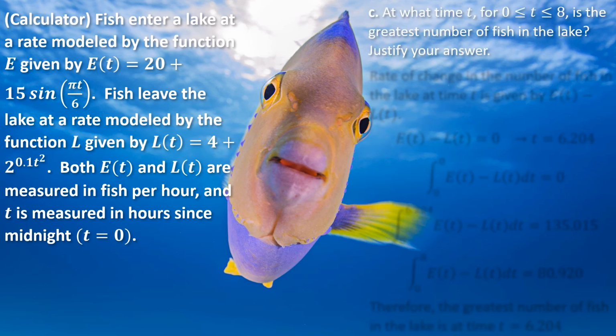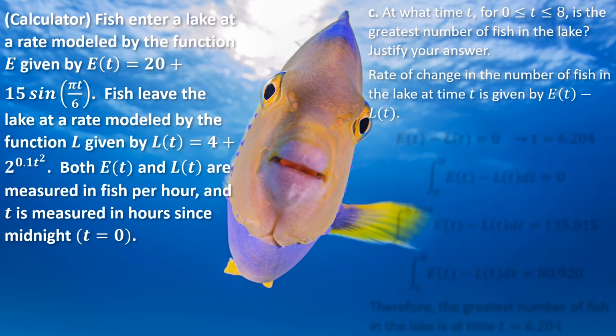Part C says, at what time t from 0 to 8 is the greatest number of fish in the lake? So we're trying to figure out when do we have the most fish, the absolute most. That's telling me I have an EVT problem, the extreme value theorem, because we're looking for the absolute greatest. So what I realize is that the rate of change of the number of fish in the lake at any given time is literally however many are entering minus however many are leaving. So the rate at which they enter minus the rate at which they leave. And because we're doing an EVT problem and we want to find the greatest number, we understand that we have to find the values at our endpoints and the values at our critical numbers.